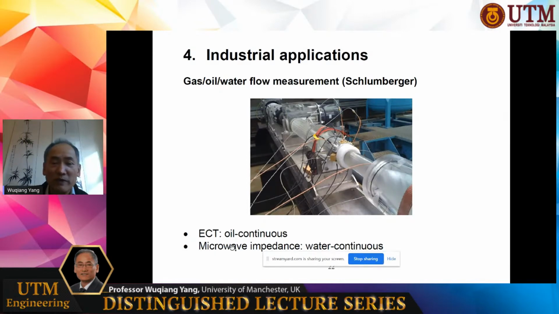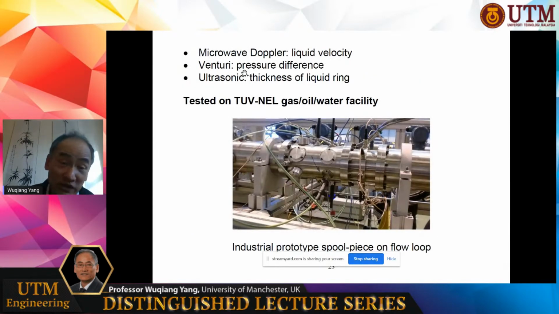We use ECT to measure oil continuous flow. We use a microwave impedance to measure water continuous flow. We use microwave Doppler to measure liquid velocity. Use a Venturi to measure pressure difference. Use ultrasonic to measure thickness of a liquid ring. This picture here shows a test in National Engineering Lab. That is a sensor and assembly here. Here is the ECT sensor. That is a microwave Doppler, and here is a microwave thickness one. This is ultrasonic. This assembly is less than 1 meter long, about 50, 60 centimeters long. This they called spool piece.